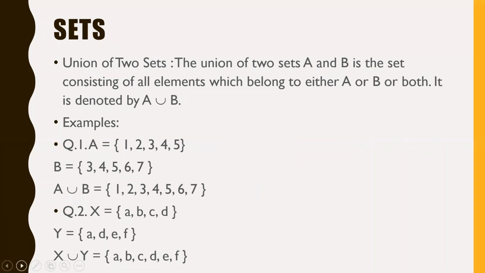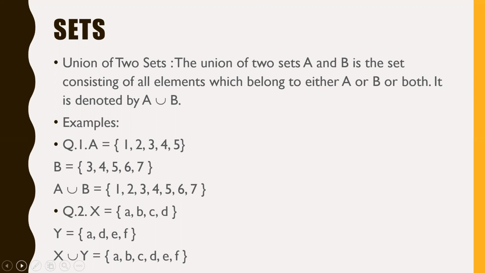Number one, union of two sets. The union of two sets A and B is the set consisting of all elements which belong to either A or B or both. It is denoted by A, then the union symbol, and then B.